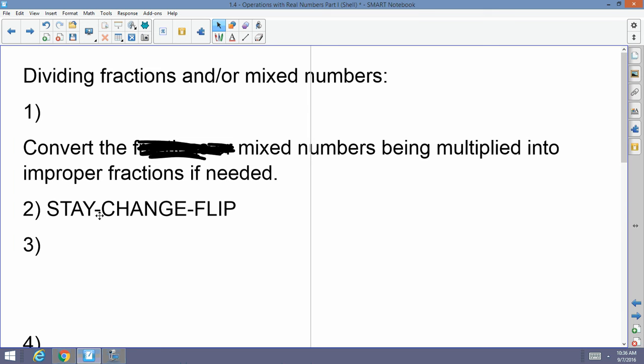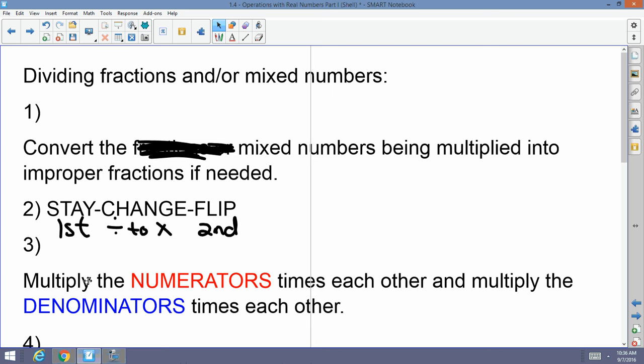First fraction stays the same. You change division to multiplication. And the second fraction flips, my brothers. Once I do my stay, change, flip, then I can go ahead and multiply my fractions, because I'm now multiplying fractions. So I multiply numerators times numerators. Bless you. And then I multiply denominators times denominators.